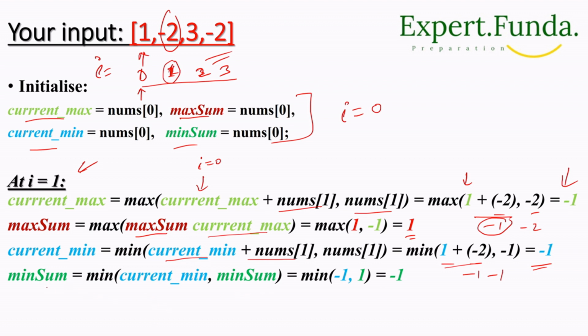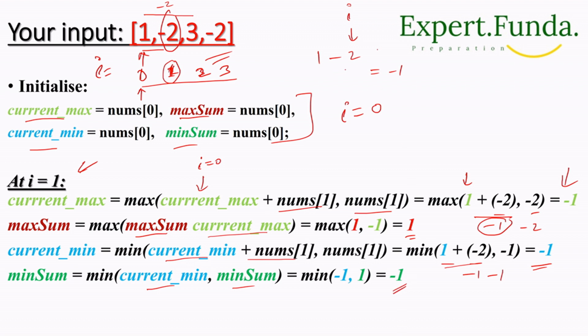And if we do min sum, we'll pass current min and min sum. Min sum is, you can say, min so far. We have come to this position, let's say from here to here. Which one is min? The -2 is the min. If we talk about here to here, we have 1, -2, with i equal to 1. If we calculate what is the minimum till now, if we add these two variables, we get -1, and that's why we are getting -1 here.